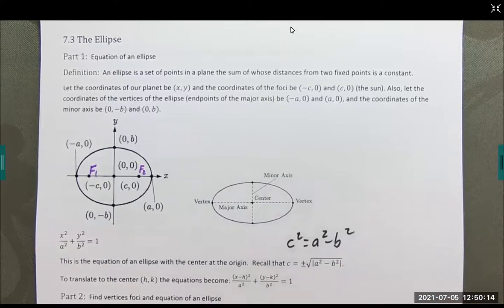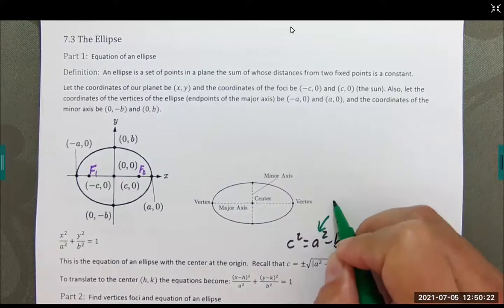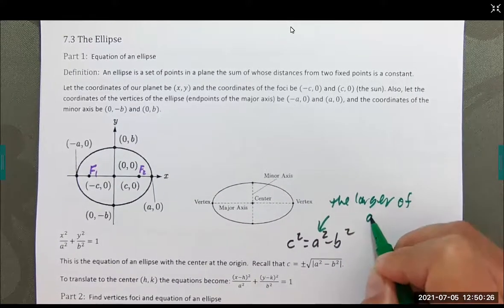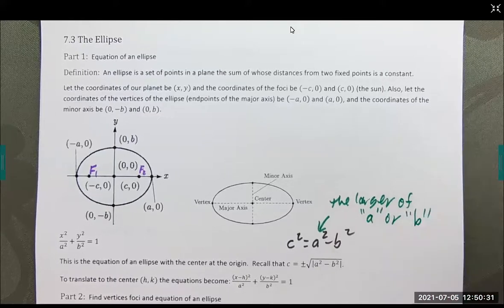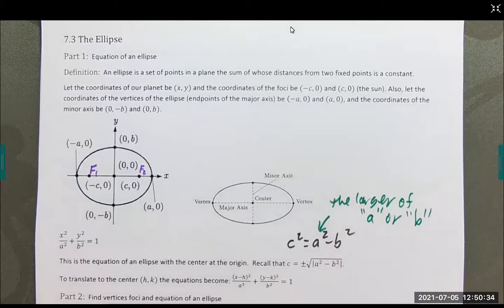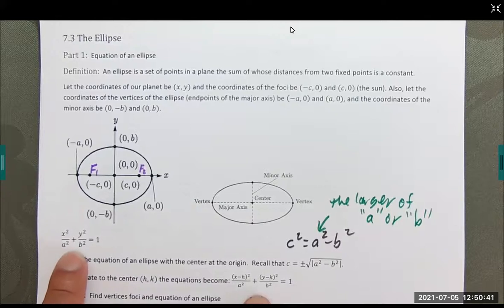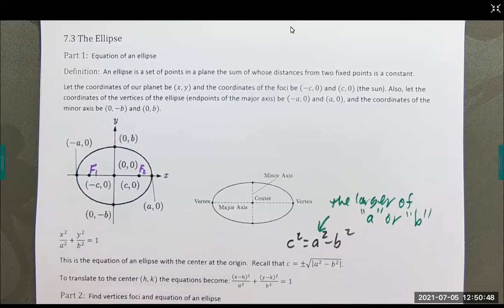And I want to make it clear, this a is always the larger of a or b. So they may need to be b squared minus a squared. And that's all based on this equation here. Actually, both of these. This one is where the ellipse is centered at the origin. This one is where the ellipse is centered at h, k and not at the origin.